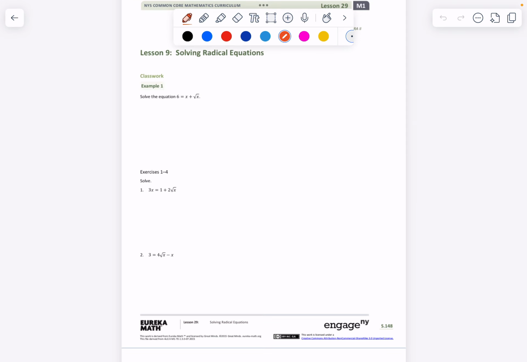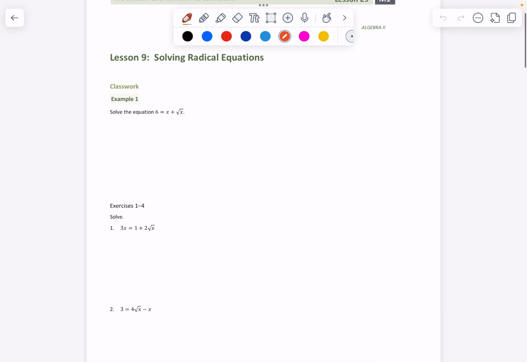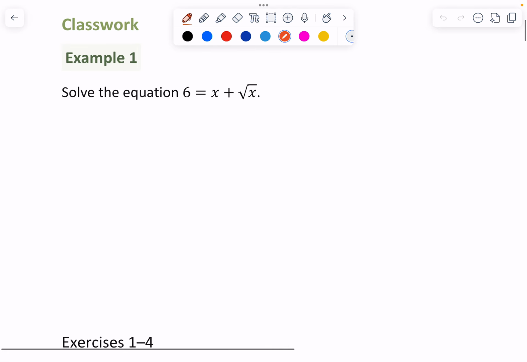Okay, now for the second lesson on solving radical equations. Same idea, same process, but some of these problems will have to isolate the radical more than once. So just begin. I want to isolate the radical, so I'm going to subtract by x on both sides.